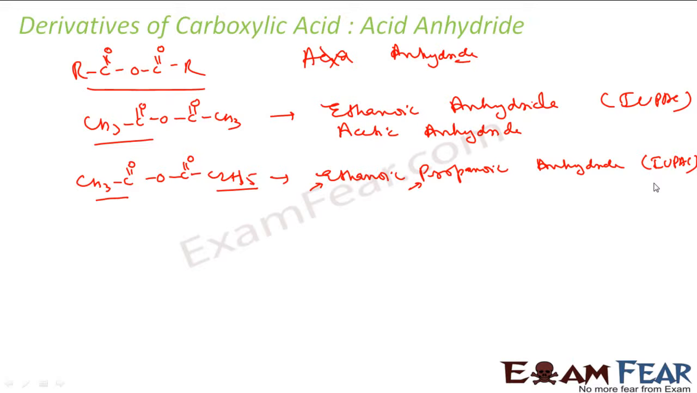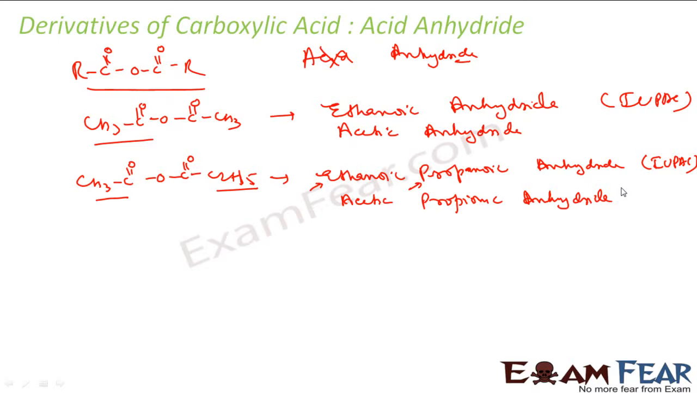Similarly, if you want the common name, this is acetic, and this is propionic. So it is acetic propionic anhydride, correct? This is how you give the name of anhydride.